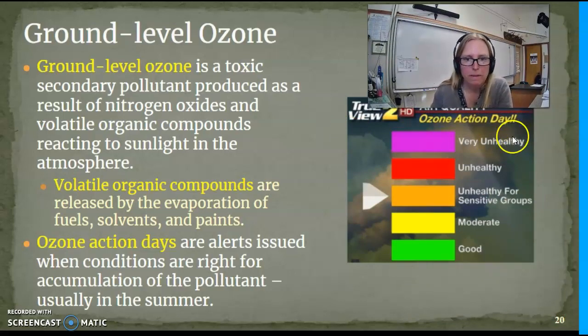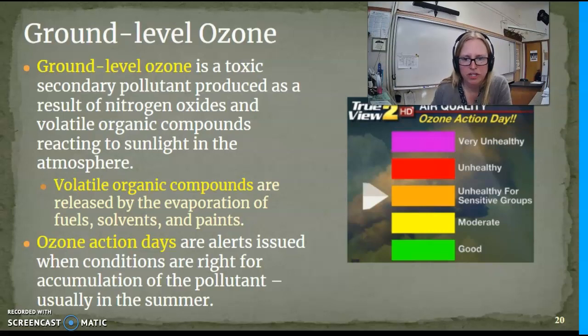You're going to look a little bit in the state of the air worksheet at some ozone standards around the state, but it's produced at ground level as a result of nitrogen oxide and volatile organic compounds, or VOCs, that react to sunlight in the atmosphere. VOCs are released by the evaporation of fuels, solvents, and paints. So even cleaning products have VOCs as well, and they're not good for you either. Ozone action days are alerts issued when conditions are right for accumulation of the pollutant, and you'll see these in the cities in the summer usually.